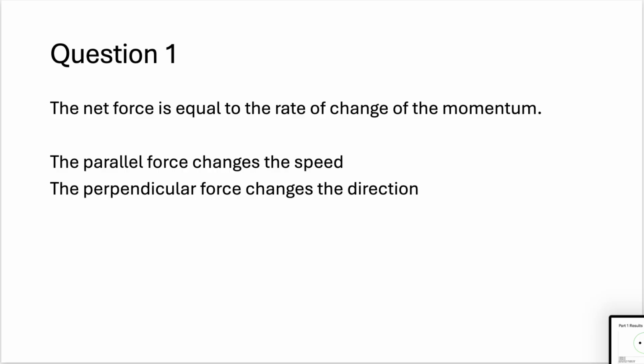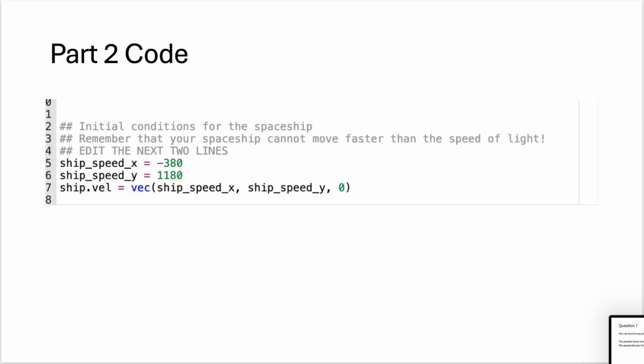Okay, and then the answer to question 1: the net force is equal to the rate of change of the momentum, and then the net parallel force changes the speed, and then the net perpendicular force changes the direction. Okay, and then here are the values that I found that work best for the part 2 code. So I set the x speed of the ship to negative 380 and the y speed to 1180.